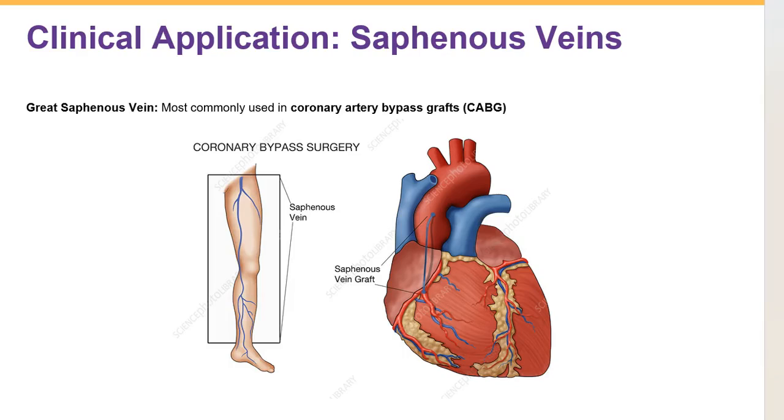So the clinical application for saphenous vein is that this is actually the most commonly used vein in coronary artery bypass graft. So the great saphenous vein is taken out of the leg and used in the heart bypass surgery, because this is a long and easy vein to reach and is used to bypass blocked coronary arteries. As you can see in this picture, we are going to directly send blood from the aorta to that region where we have the blocked coronary arteries.